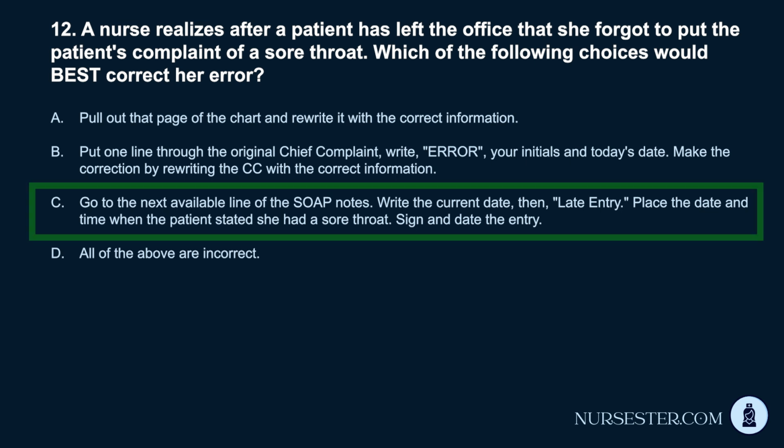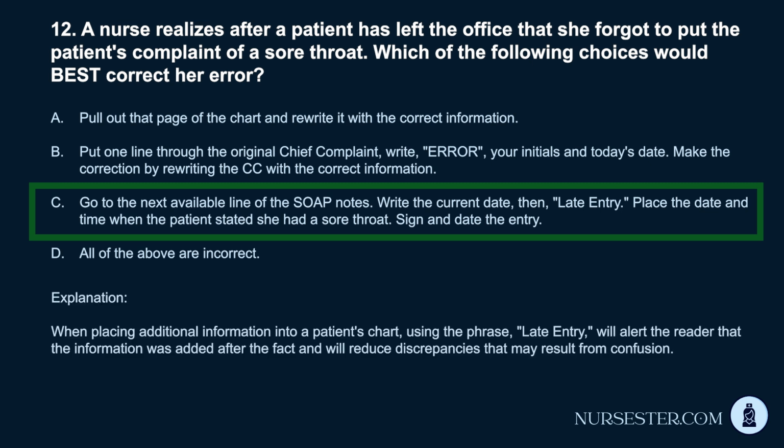Correct answer, C. Go to the next available line of the SOAP notes. Write the current date, then, late entry. Place the date and time when the patient stated she had a sore throat. Sign and date the entry. When placing additional information into a patient's chart, using the phrase, late entry, will alert the reader that the information was added after the fact and will reduce discrepancies that may result from confusion.